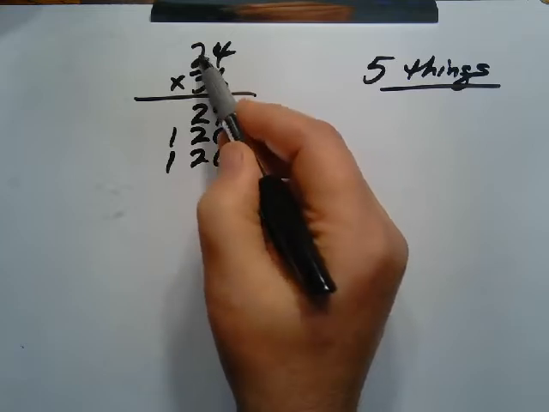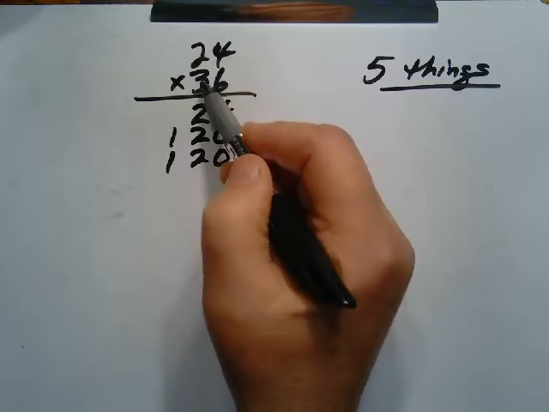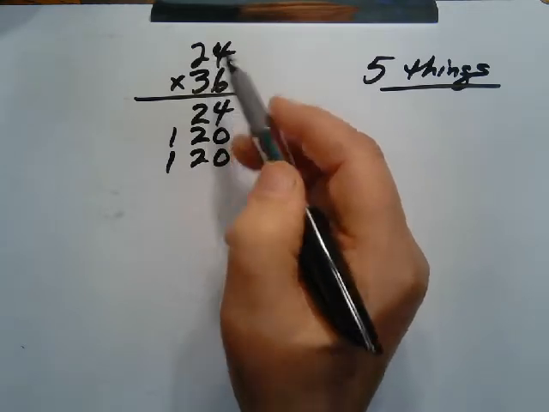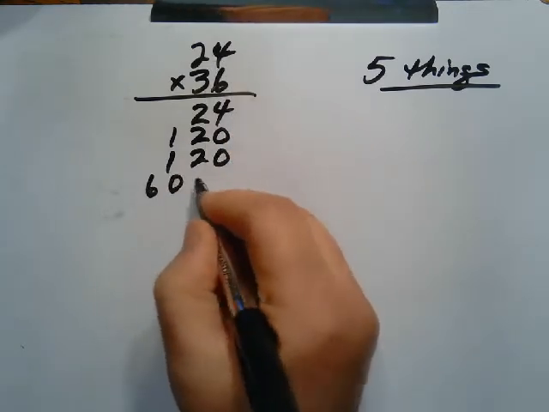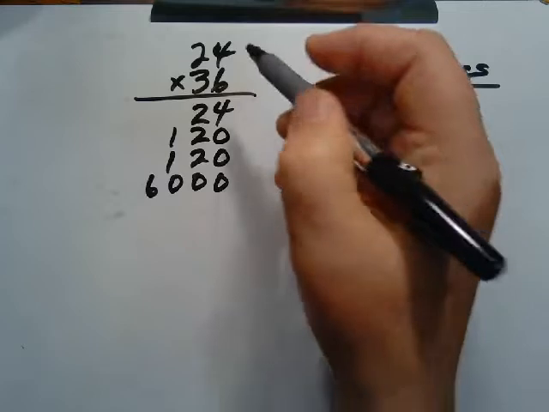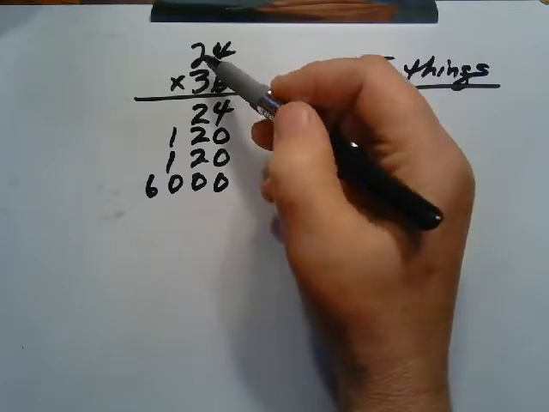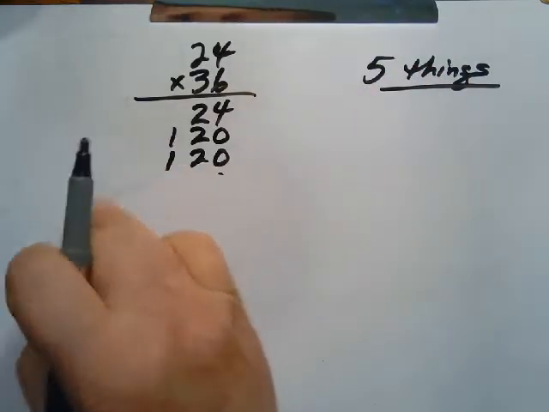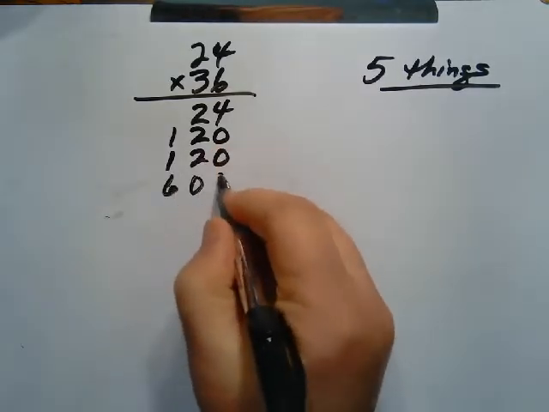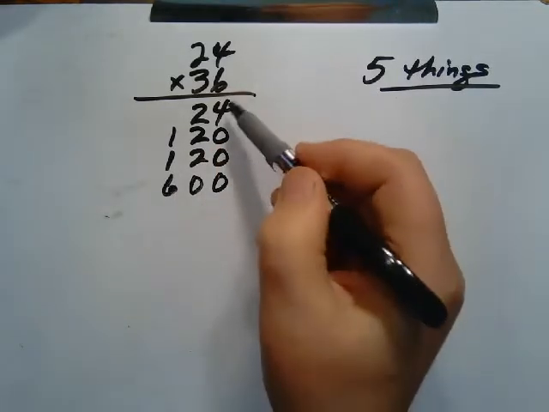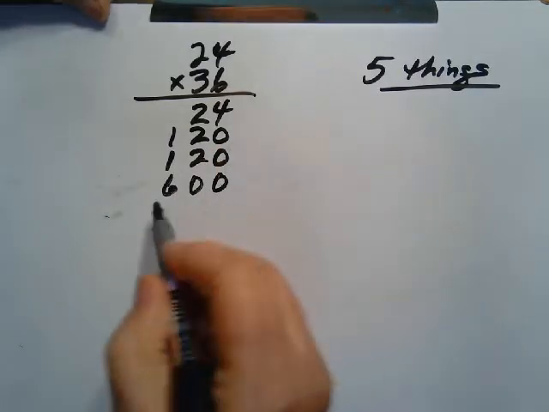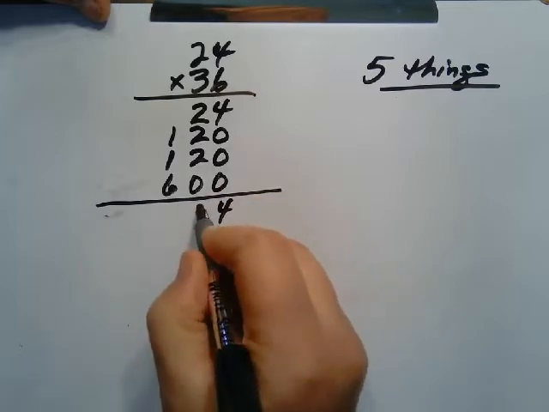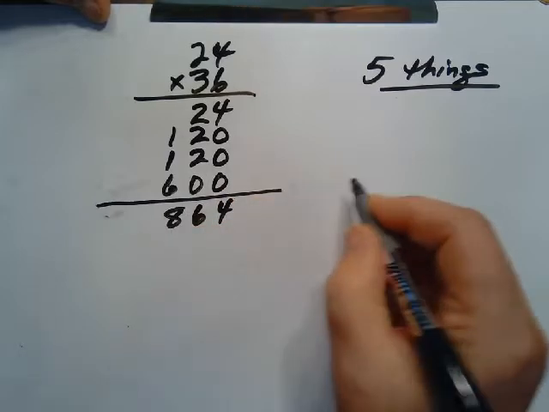Wait a minute, 30 times 20 is 6,000? Not 600? 3 times 2 is 6. Oh, maybe it is 600. Yeah, it is 600 here, not 6,000. So we've got 1, 2, 3, 4 things that we did, and then we added them up. We just add these all together, and we get 864.